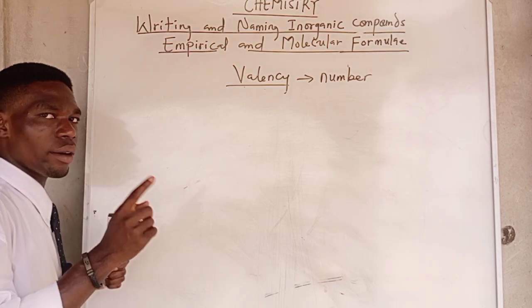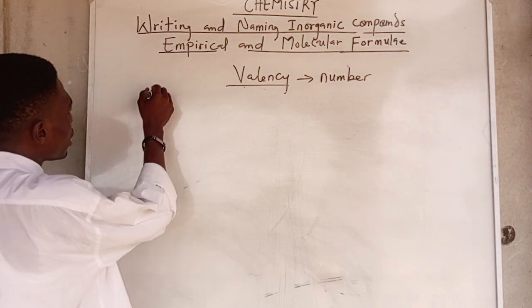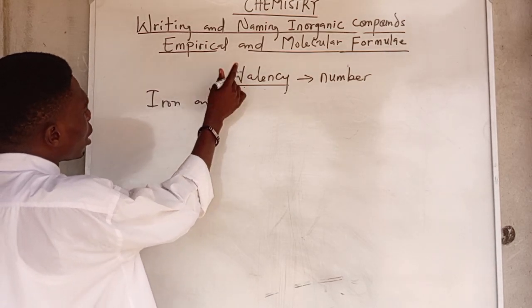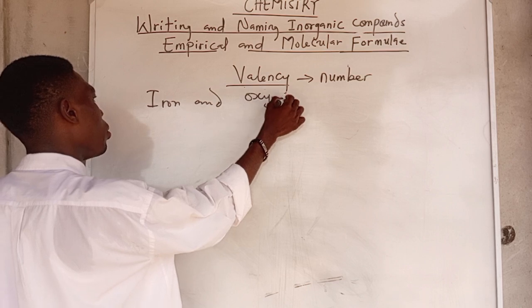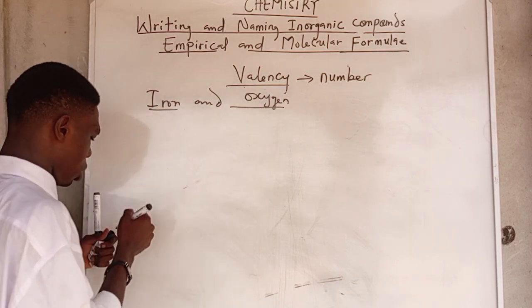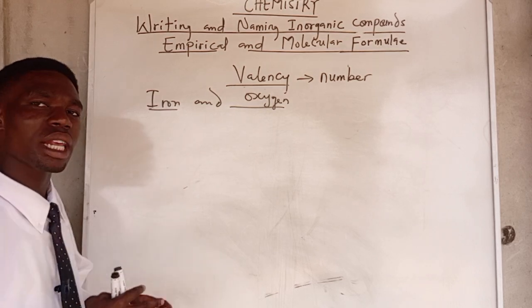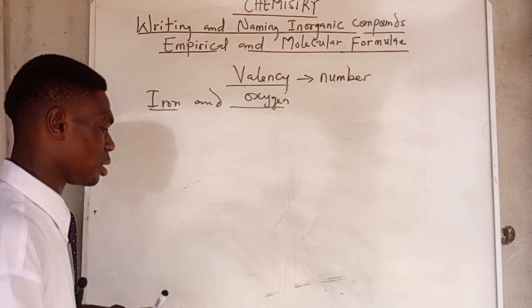And so for binary compounds, I'm going to write the combination between iron and oxygen. Iron and oxygen. Okay. Now some elements usually have more than one valency. Yes, some elements have more than one valency.